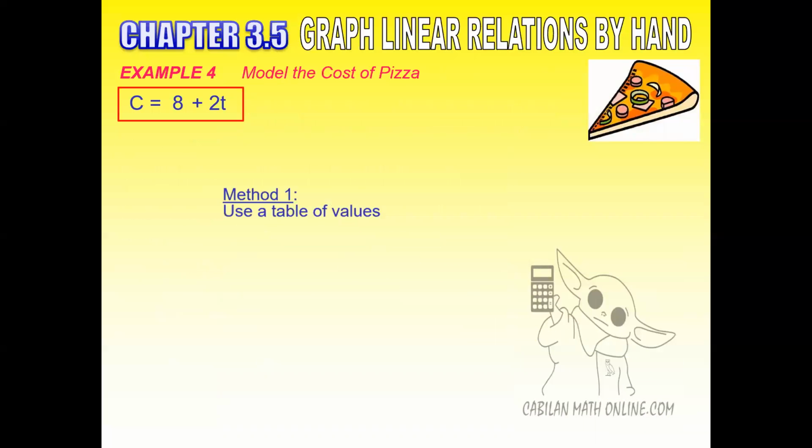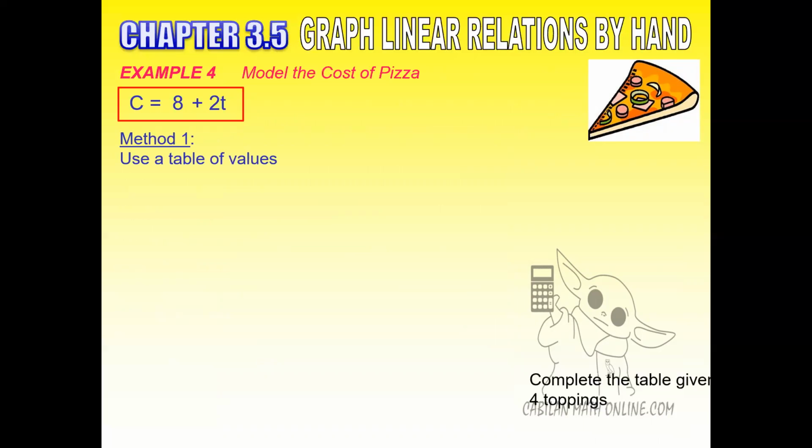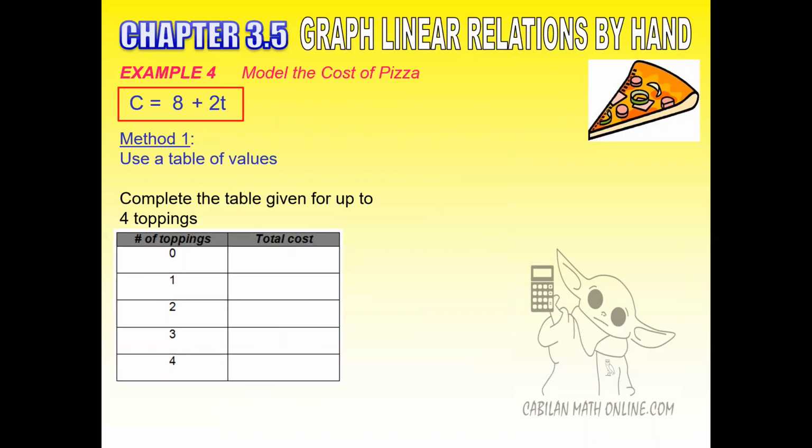So the next thing we want to do here is we're actually going to look at this two ways. We're going to use a table of values, just like we did in the very first couple of lessons in this chapter. The way we do that is we're going to construct a table that looks like this. Notice the number of toppings: we're going to start off with 0, 1, 2, 3, 4. And all we're going to do with those toppings is replace the number of toppings in for the T and figure out the total cost for each number of toppings.